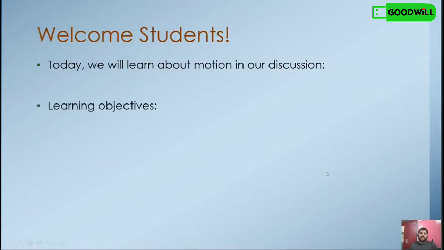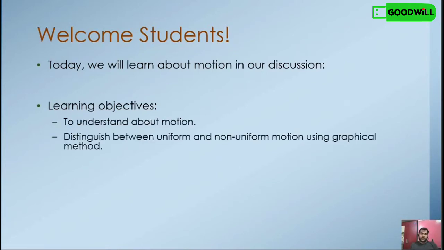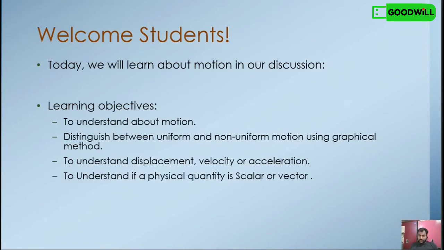In our discussion today, we'll be learning about motion, and our learning objectives would be to understand motion, distinguish between uniform and non-uniform motion using the graphical method, understand displacement, velocity and acceleration, and understand if a physical quantity is a scalar or vector. So these are discussions which we can have in higher classes as well. As of now, we'll help you understand what quantity can be called a scalar and vector, and what it means when we say a quantity is a vector quantity.